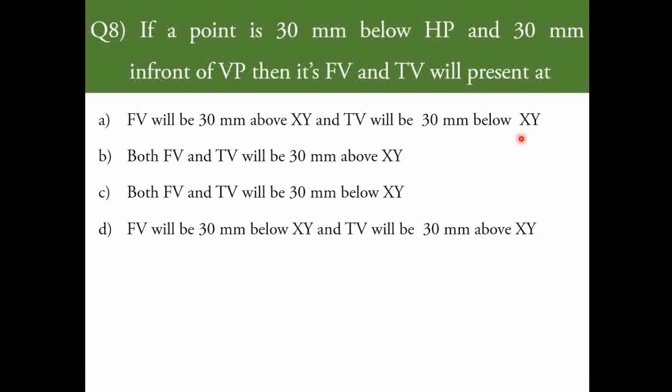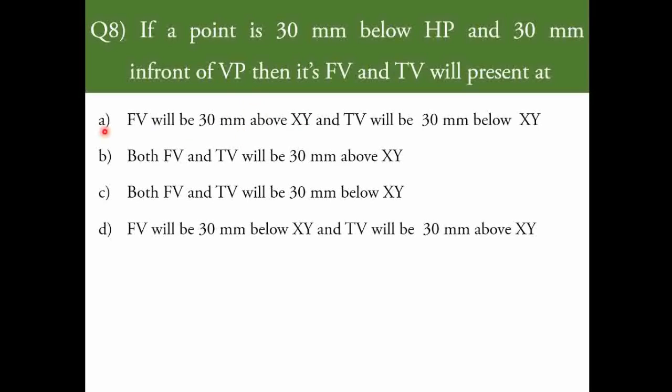Okay, if the point is 30 mm below the HP and 30 mm in front of VP, which quadrant is it? First of all we have to identify. Below HP and in front of VP means that is the fourth quadrant. So as per the fourth quadrant, or as per the question, where will be the position of front view and top view, that we have to identify.